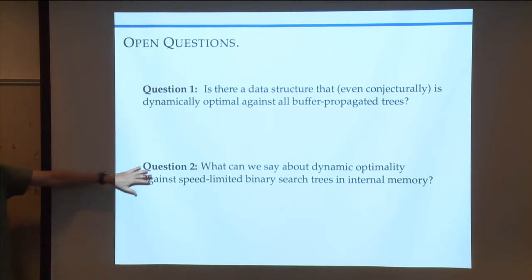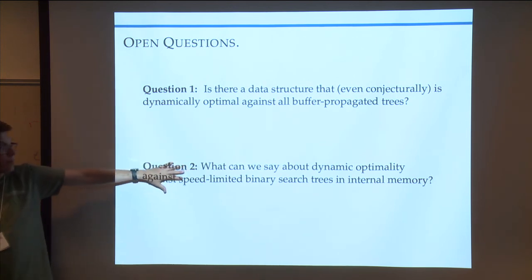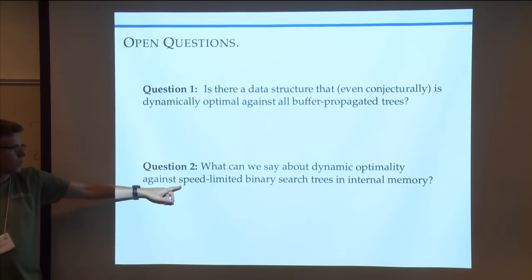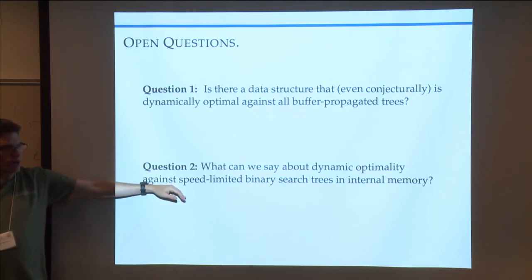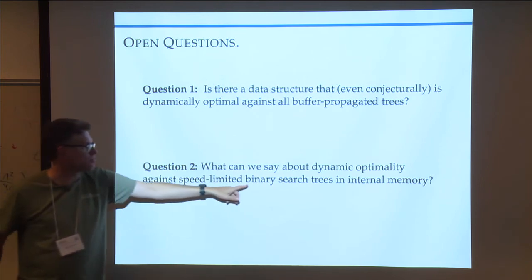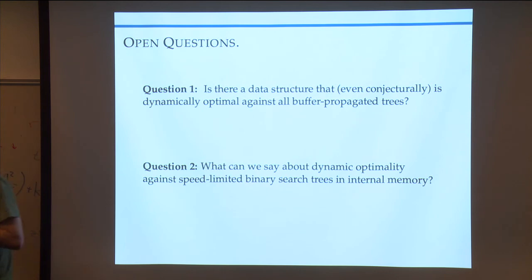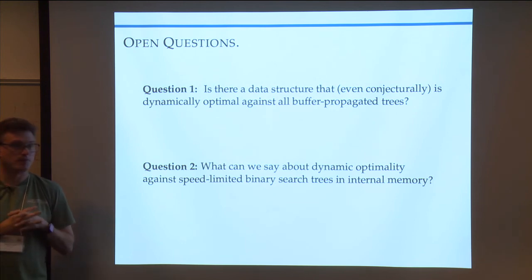Then the other question goes back to the beginning of the talk. We talked about dynamic optimality in internal memory. But what happens if we now throw speed limitations back into the picture? What can we say about splay trees against speed limited adversaries? We're excited about this, and it's completely open. So I'll stop here.